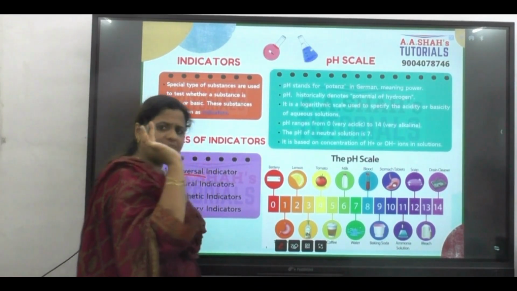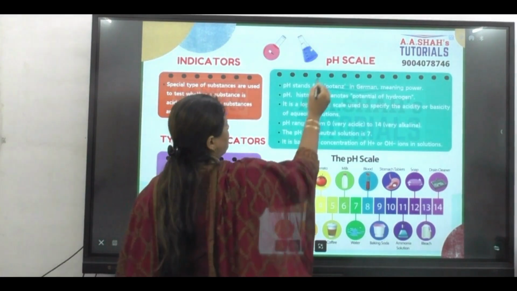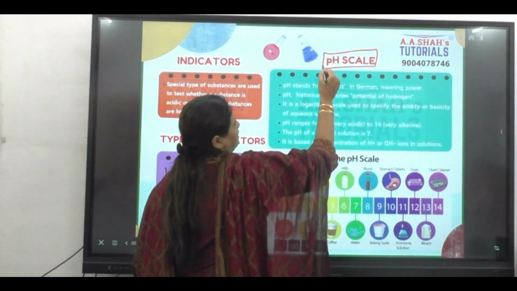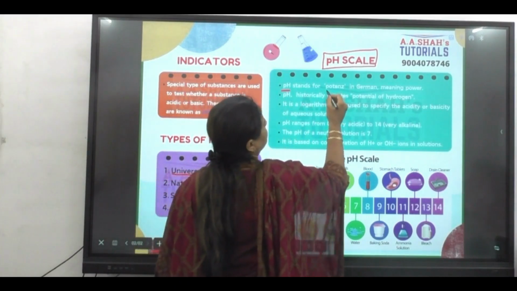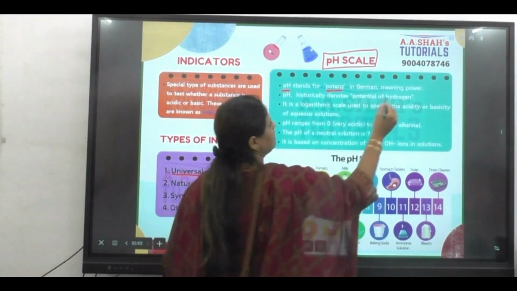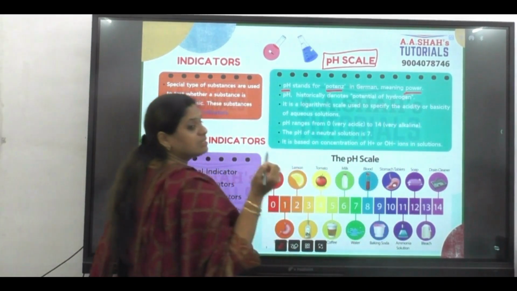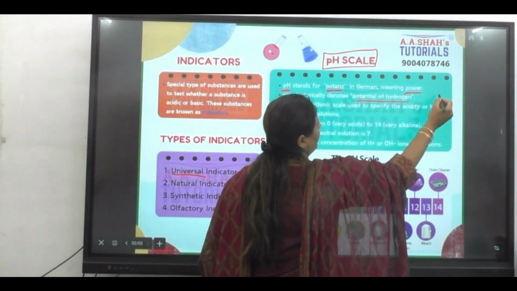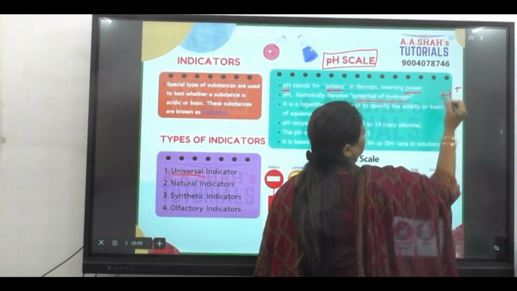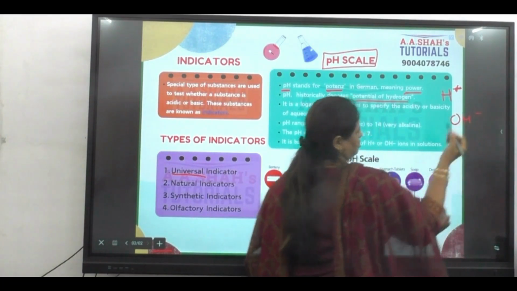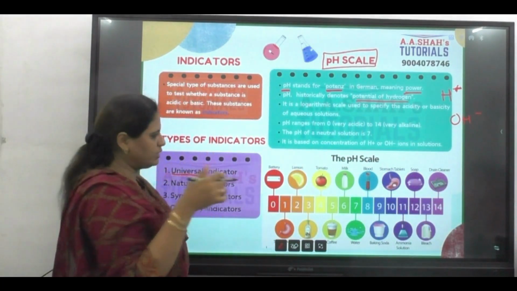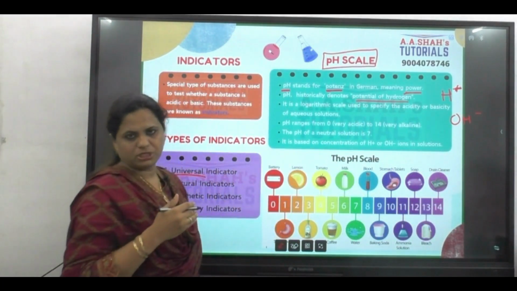To understand whether a substance is an acid or a base, you have a pH scale. This is the most important thing in the concept of acids and bases. pH stands for potenz, which is a German term which means power. So this is power of hydrogen, because as we saw, acids have H plus ions, and bases have OH minus ions. So it's basically the potential of hydrogen which we see here.